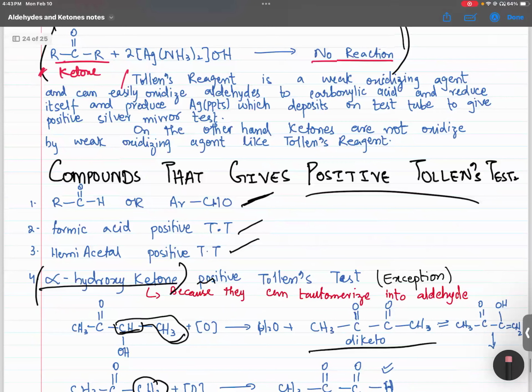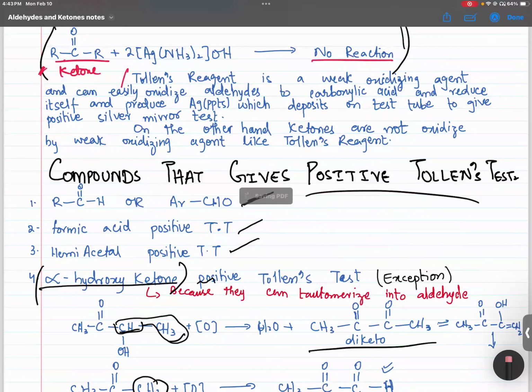This is basically an identification of what compounds will give the positive Tollens test. You see, this is the alkyl halides. Oh, sorry, alkyl aldehydes. Usually, these compounds will give the positive test. Formic acid will give the positive test for Tollens reagent. Hemiacetals will give the positive test for the Tollens reagent.